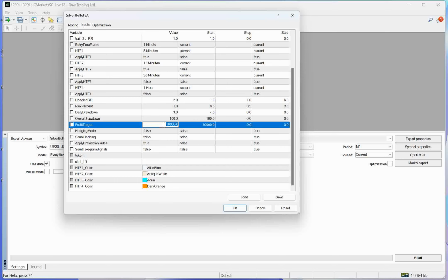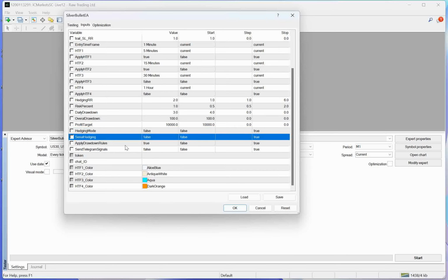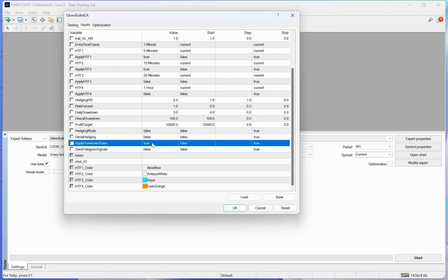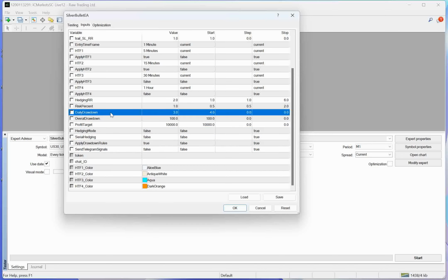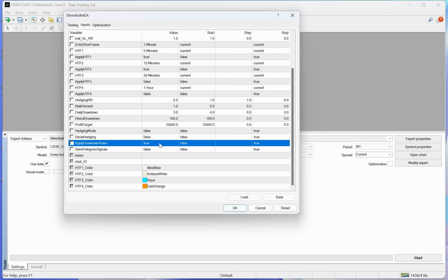This function, I'll have to explain in another video. At the moment, please leave this on false. I will explain this in another video. Same thing as this one. This one, you want it to be true for these rules to be respected. So apply drawdown rules, you want it to be true.